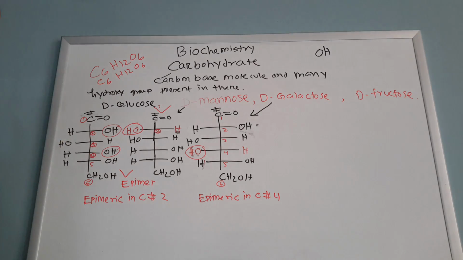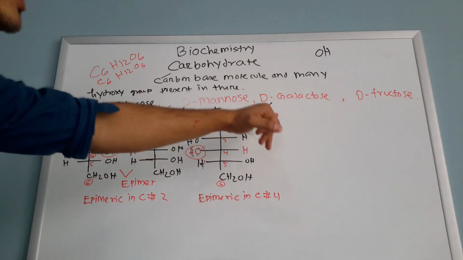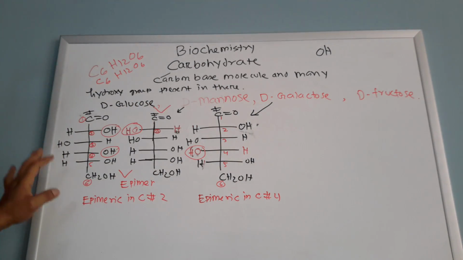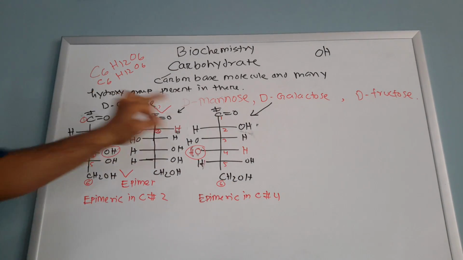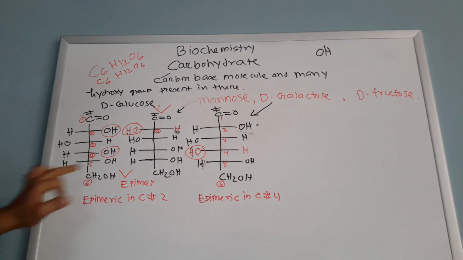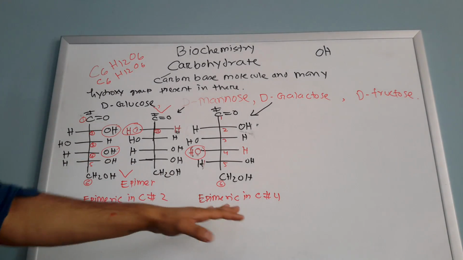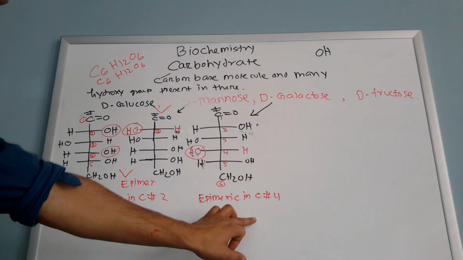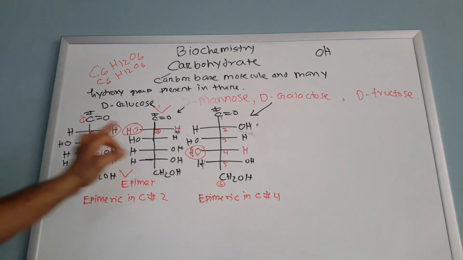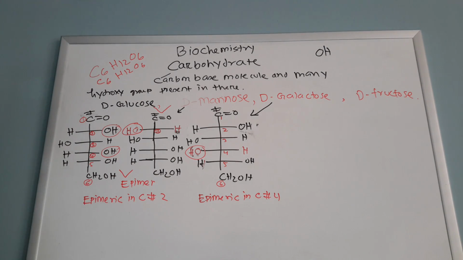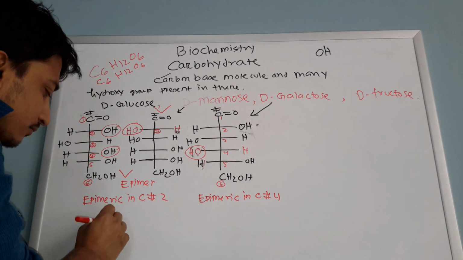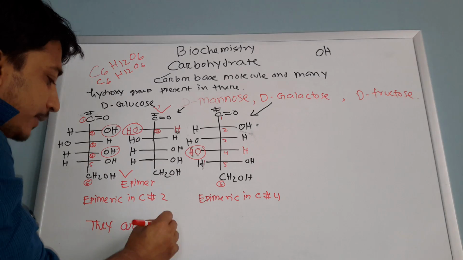Make sure I'm not talking about D-mannose and D-galactose. No, right now I'm only talking about D-glucose and D-galactose. Before, I talked about D-glucose and D-mannose. The epimeric difference between D-glucose and D-galactose is carbon number 4, and between D-glucose and D-mannose it is carbon number 2. This is called an epimer. What kind of isomers are they? They are epimers.